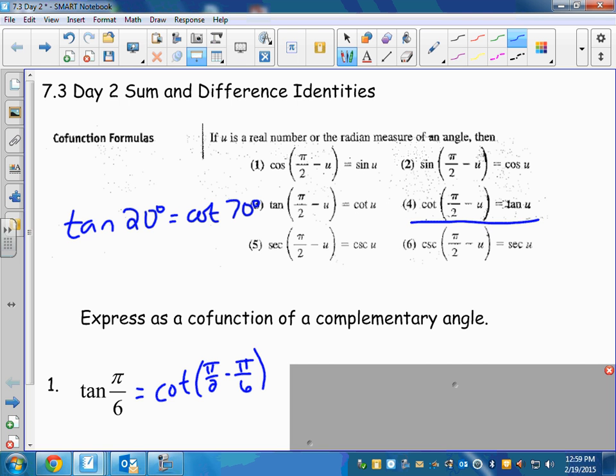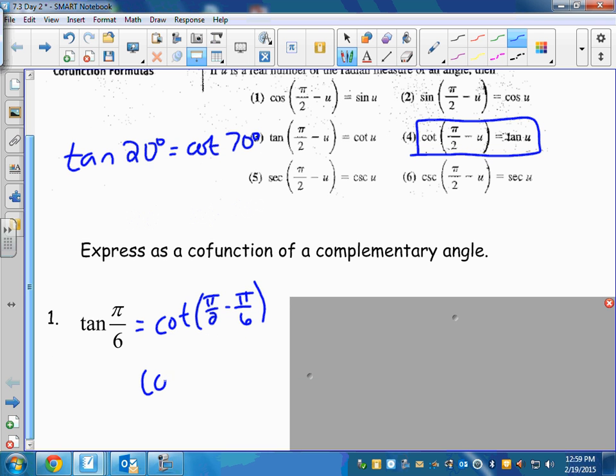You see how I'm just using this exact formula up here? Or figure out what's the complement of pi sixths. But really, you're just going to take pi halves minus pi sixths. Get a common denominator, but I think it's just pi thirds. Is that true? 30 degrees, 60 degrees. So we could say that this is the same as cotangent of pi thirds. That would be the answer that I want you to give me.